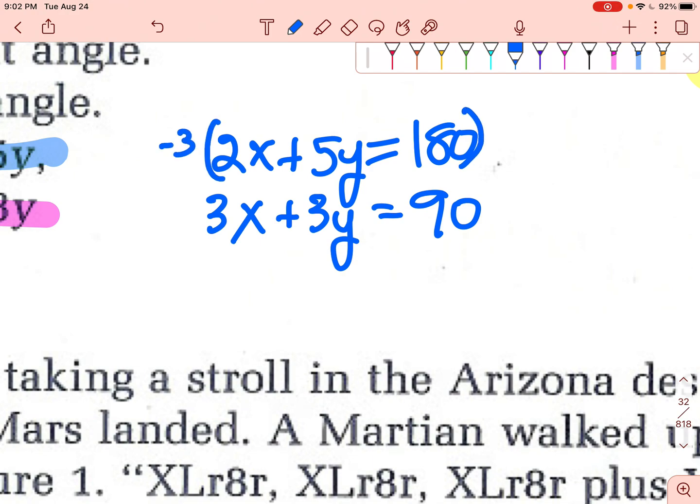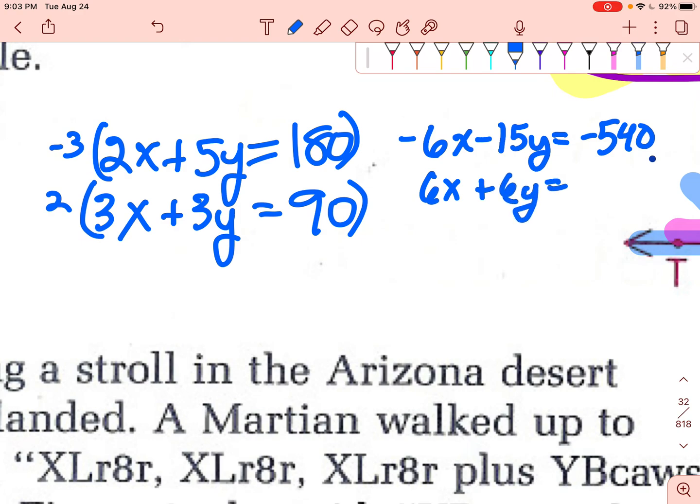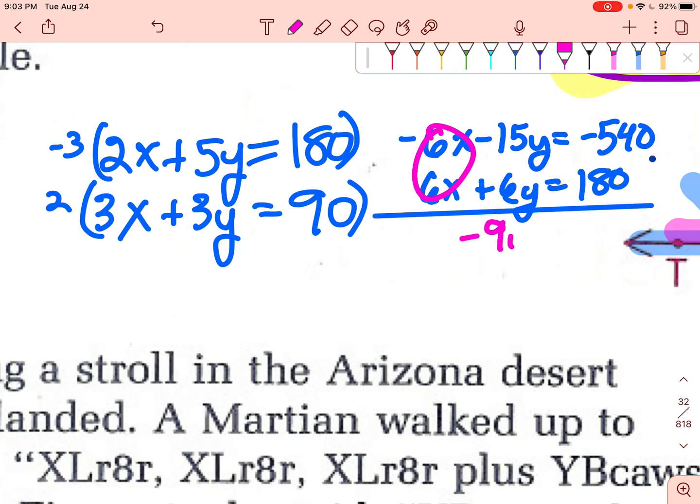But let's go ahead and multiply by negative 3 on the top and 2 at the bottom. I'm just trying to think where your brains are going. So this is a negative 6x minus 15y equals negative 540. And we have a 6x plus 6y equals 180. Okay, we did this again to eliminate. So the way I was talking about in the beginning was substitution, where you get a variable by itself. This is elimination. So negative 9y is equal to negative 360. Therefore, y is 40.